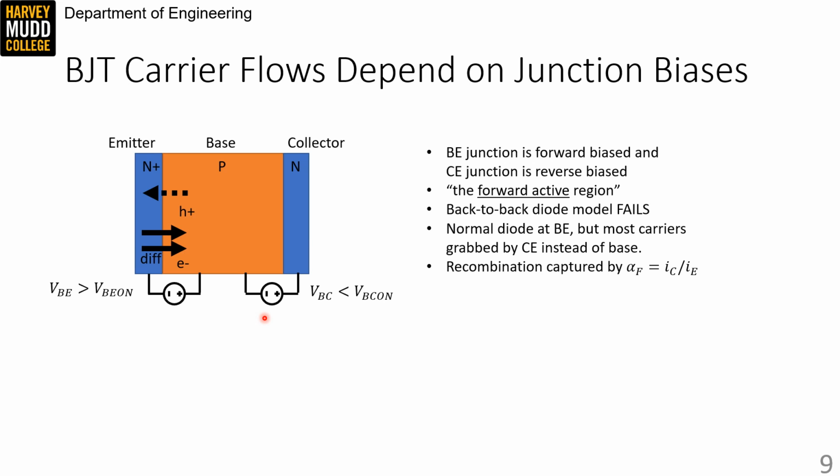The emitter side of this BJT works like a normal diode. Holes are injected from the base to the emitter, and many more electrons are injected from the heavily doped emitter into the base. Because the junction is forward biased, these carriers are primarily driven by diffusion, which I've noted down here.